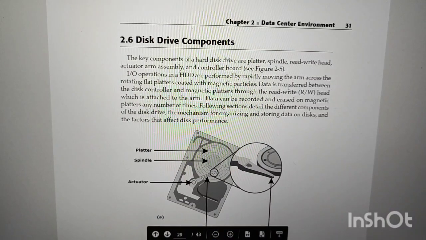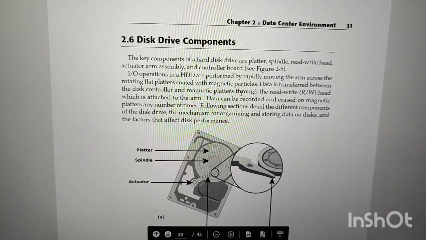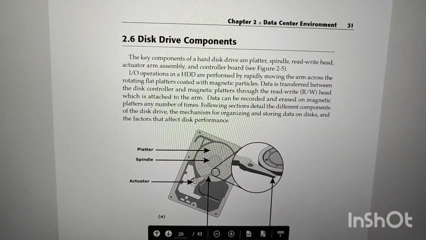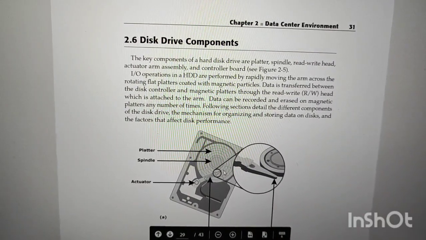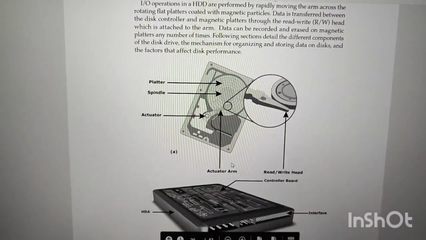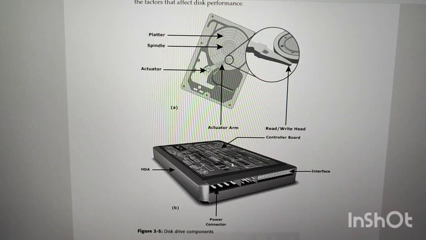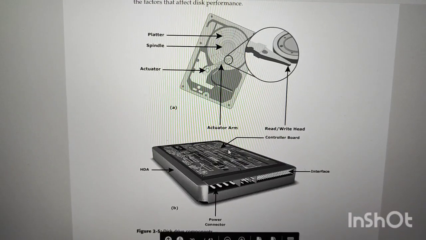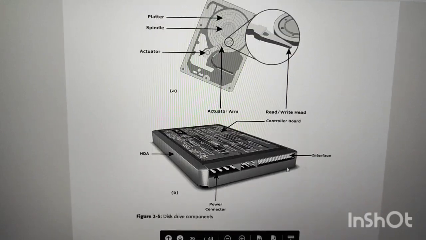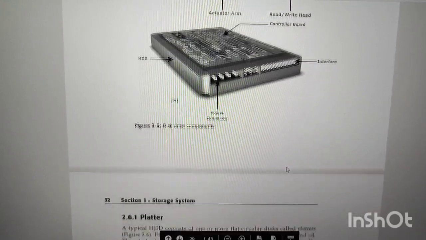Your data is transferred between the disk controller and the magnetic platters through the read write head, which is attached through the arm. So this is the actuator and the arm, and it is attached through this, and then you write the data there. You also have a controller board, the HDA, a power connector and an interface. So that's your disk drive components.